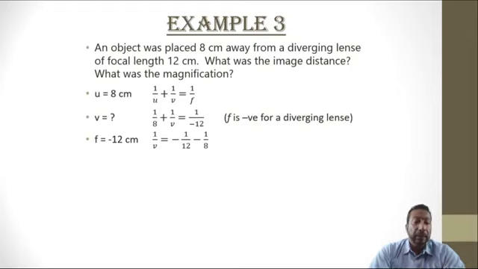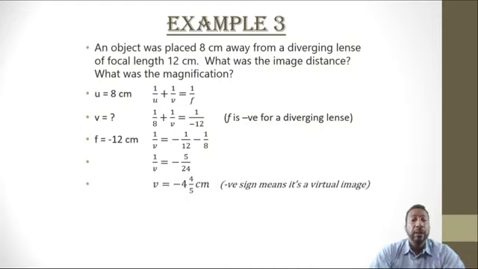So the signs are the same. We actually add and keep the sign. And we then get negative 5 over 24 for 1 over v. Find the reciprocal of that, and we get that v is negative 4 and 4/5 centimeters. This negative sign that we get means that it is actually a virtual image. And that is actually the case for diverging lenses. Diverging lenses can only produce a virtual image.